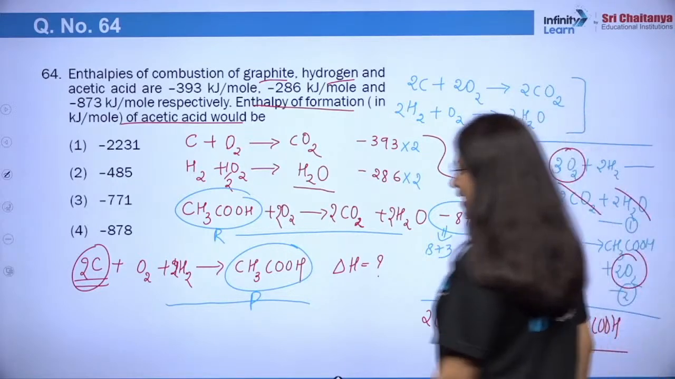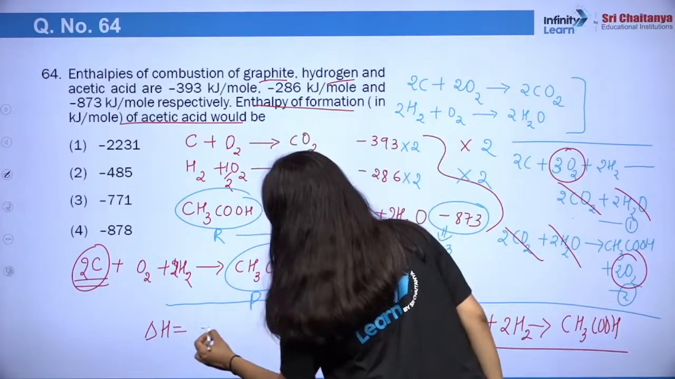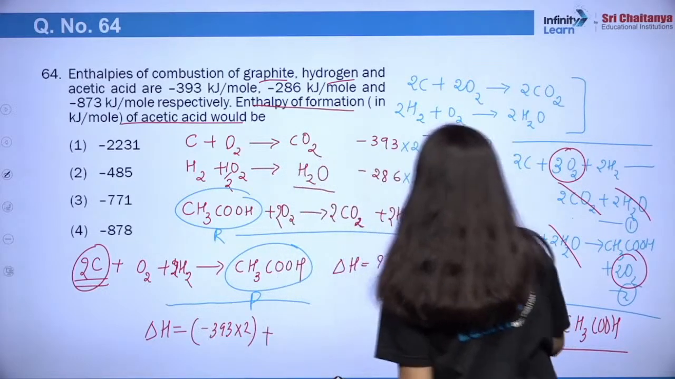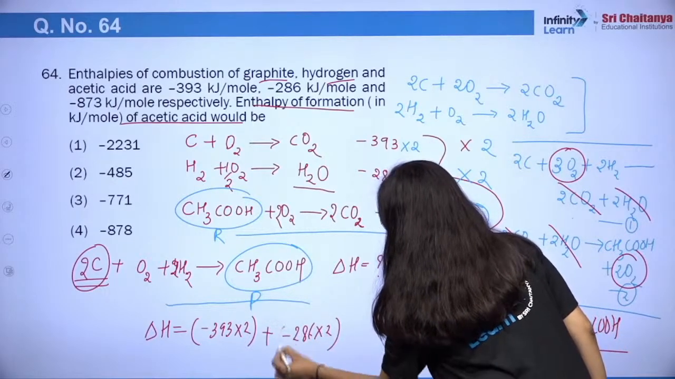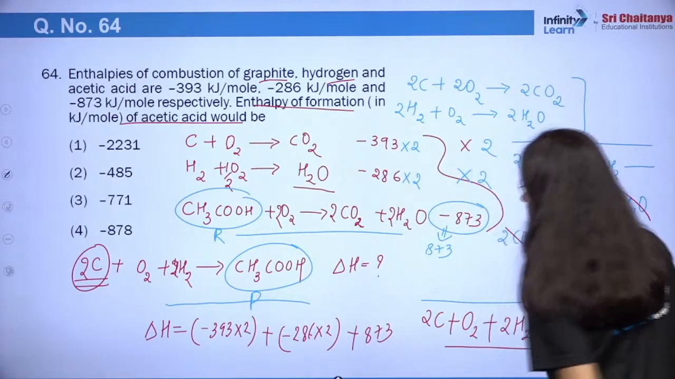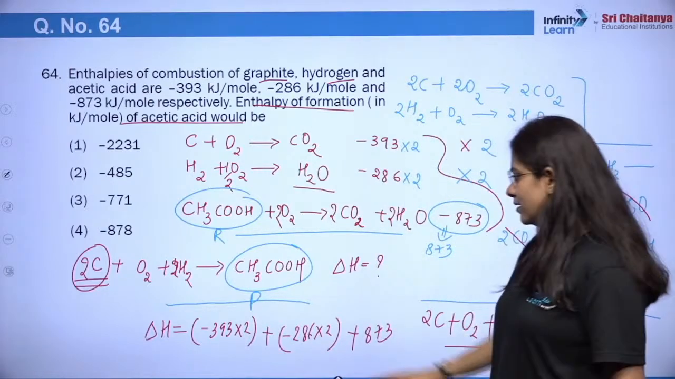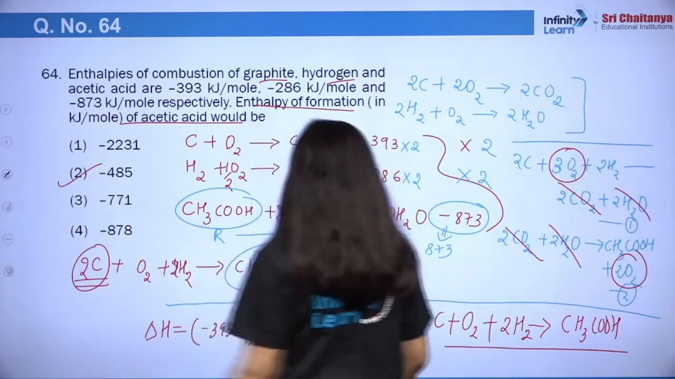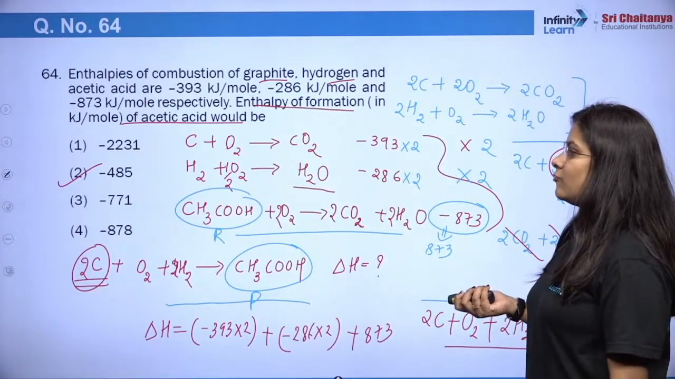Now what will be the delta H? I multiplied this by 2. So minus 393 into 2 plus minus 286 into 2 plus 873. Right? So you can calculate the answer and match with the options. I think it will be approximately minus 485. Right? So my answer is 64.